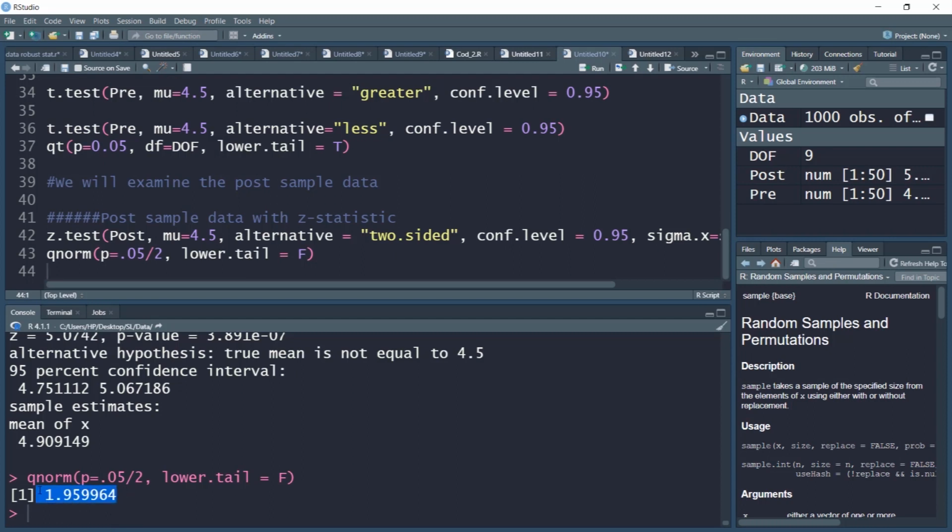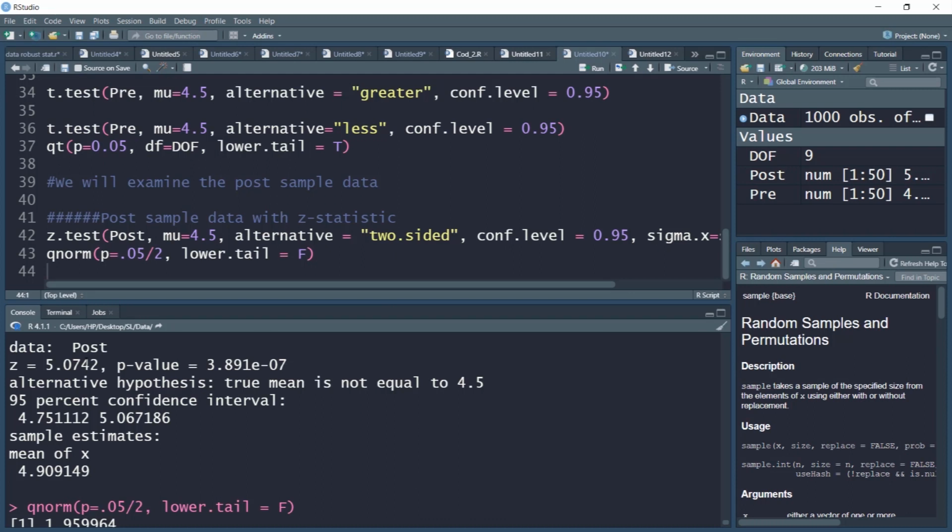Now let us compare this 1.96 critical value with the test z value, which is 5.07, which is considerably large, which indicates that we can reject the null with a lot of confidence, and that means that the population mean is different from 4.5. It is not equal to 4.5. And even without going to the critical value, we can infer that from the p-value as well, where the p-value is very small, indicating a very high amount of significance and a lot of confidence at which we can reject the null.